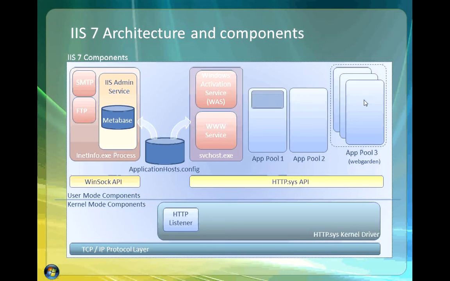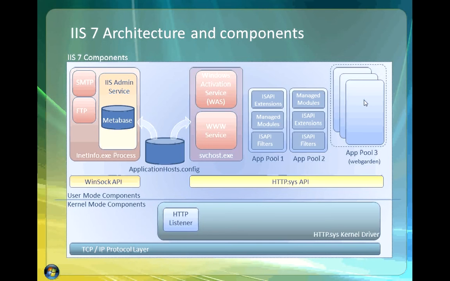So inside these W3WP processes, which run the code of the web applications inside application pools, we can have managed modules, native modules, ISAPI extensions, and ISAPI filters. In the second video, I'll explain in more detail the intricacies of how these processes execute requests.